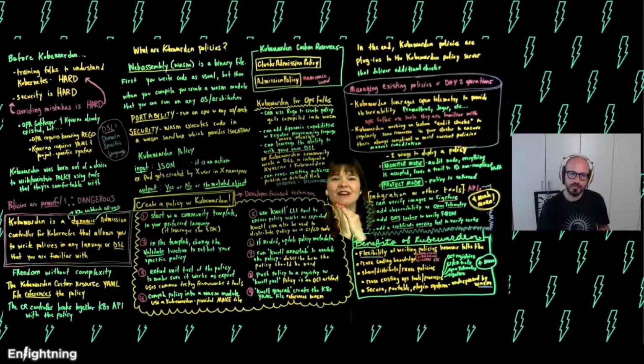And then we have the benefits of Kubewarden. We have the flexibility of writing policies however folks like. You can reuse your coding knowledge as a developer. You can reuse languages, the knowledge you already have about languages, about libraries, about linters, all of the coding things. As an ops person, you can share and distribute and reuse policies.